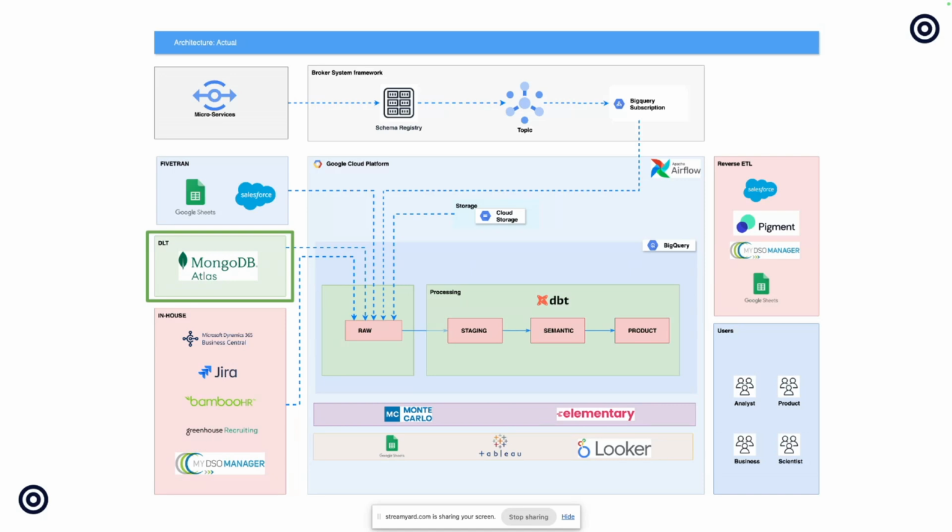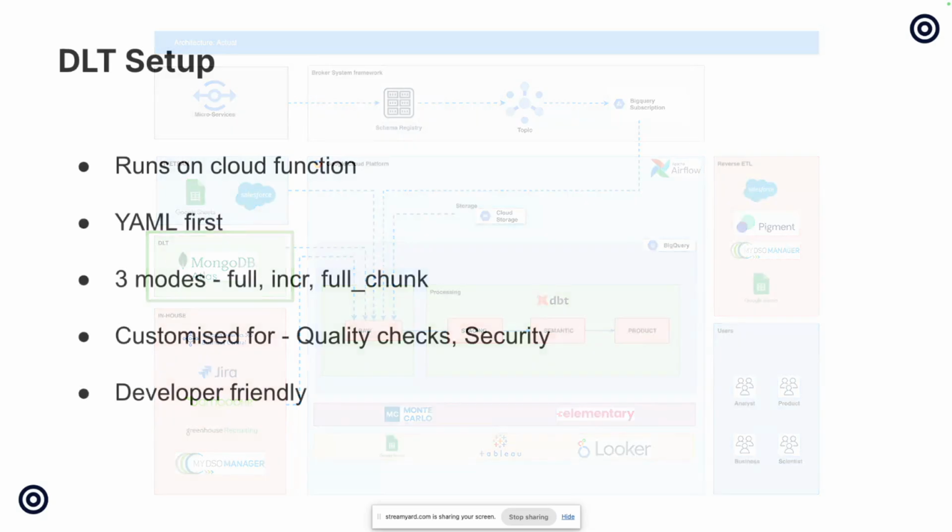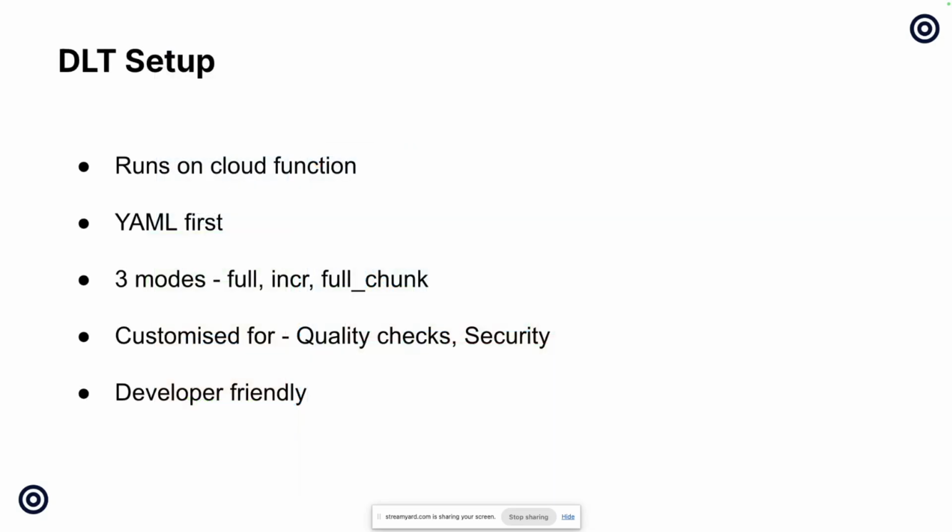We have grown over time, so you see a lot of reverse ETL. The diagrams which I've shown here are just a handful of them, but we have a tremendous amount of sources and also a lot of reverse ETL which we do from the data platform. Nevertheless, how did we set up DLT at Forto? So these are the bullet points.